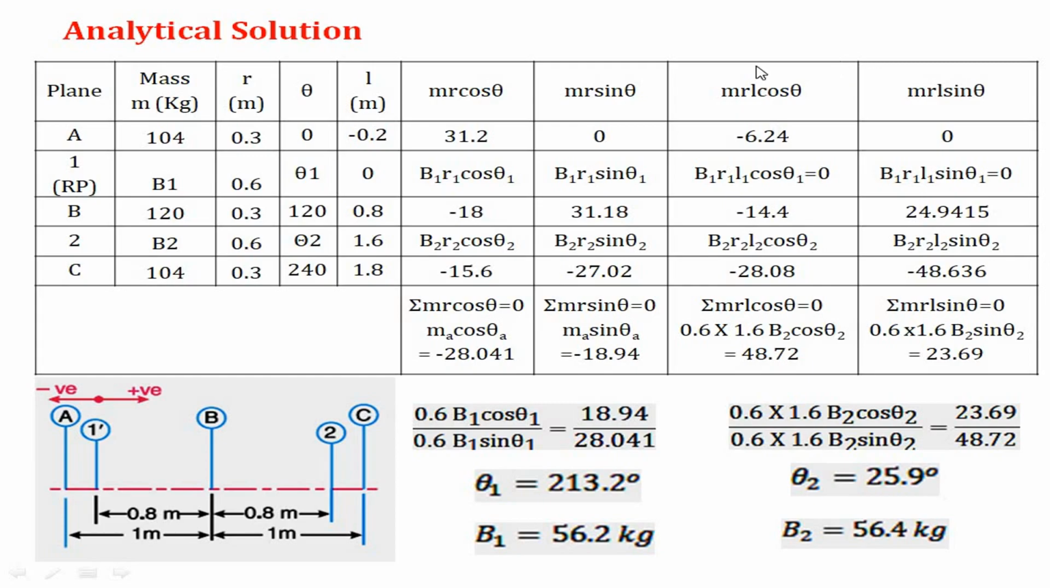Further, we are going to focus on the last 2 columns to get the values of the unknown masses and angles. So sigma MRL cos theta and sigma MRL sin theta both are equal to 0. By using this relationship, we can get the value of theta 2 and mass B2. By using these 2 values in the earlier 2 columns, MR cos theta and MR sin theta, where sigma MR cos theta is equal to 0 and sigma MR sin theta is equal to 0, by using both these relationships, we are going to get the values of theta 1 and B1.